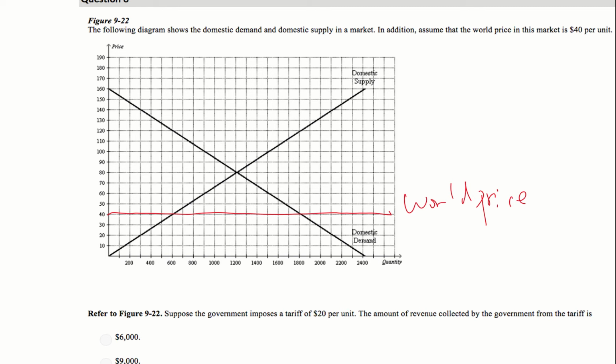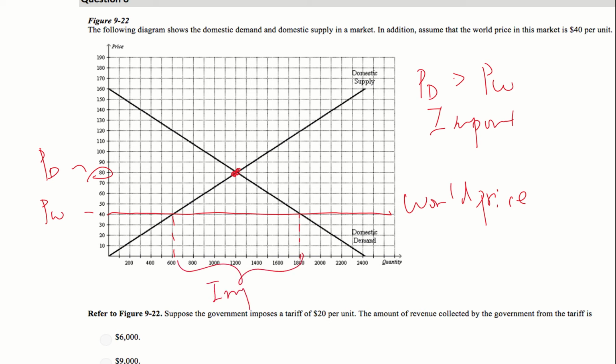Before we look at the question, as you notice, the equilibrium price is 80, and the world price is 40. So anytime your domestic price is more than the world price, then we should import this good. That means everybody else does it cheaper, you do it more expensive, so you should import this good. And the amount of import will be found from these 2 points here. So this difference, that's your amount of import.